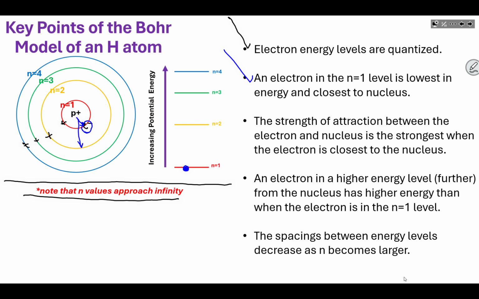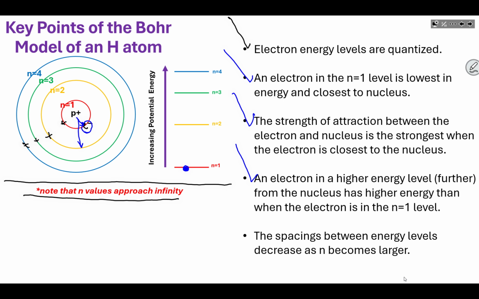And then a next point is the strength of attraction between the electron and the nucleus is strongest when it's closer to the nucleus. So the further it gets away, the higher the energy. If you shorten the distance between that electron and the proton in the nucleus, the attraction is stronger. It's more attracted. As you increase the distance, the potential energy increases, and it's less attracted. So that actually covered that point too.